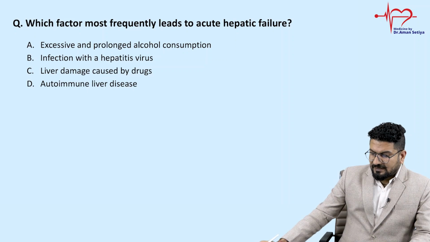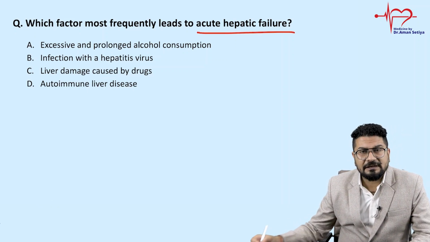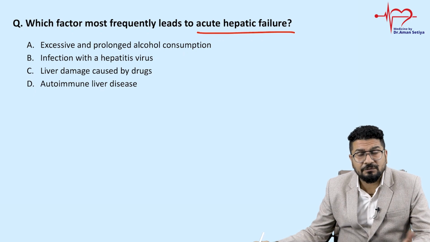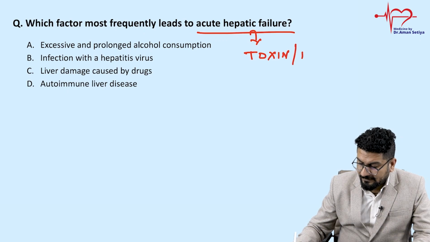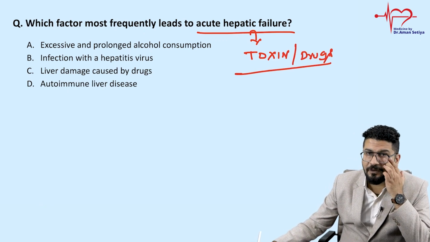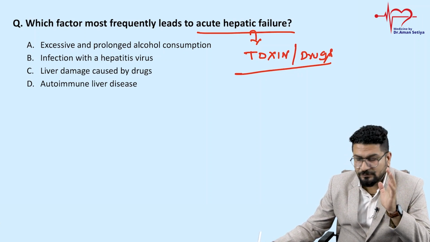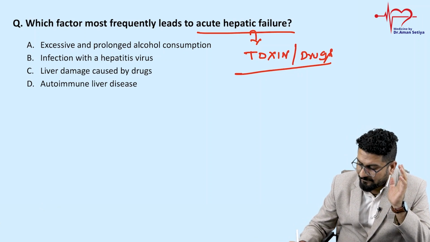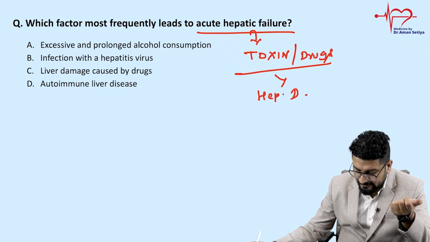Okay, which factor most frequently leads to acute hepatic failure? The question is, what is the most common cause of acute liver failure? Remember, the most common cause is toxin, meaning drugs or toxins, like a person coming after harpic poisoning, or a person who has taken an overdose of any drug. That's most common. After this, the next cause will be hepatitis D, which can lead to fulminant hepatic failure.